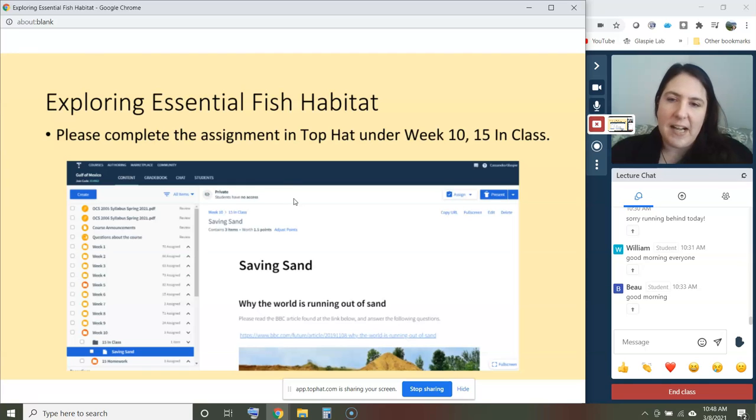Oh, I'm sorry, this is not supposed to say exploring essential fish habitat. This is supposed to say saving sand. And so under week 10, 15 in class, you're going to have an activity called Saving Sand, where you'll learn about why the world is running out of sand. So go ahead and do that activity now. I'll give you 10 minutes, but you're probably going to need a little longer than that. So I will go ahead and check back in with you at 11 o'clock.